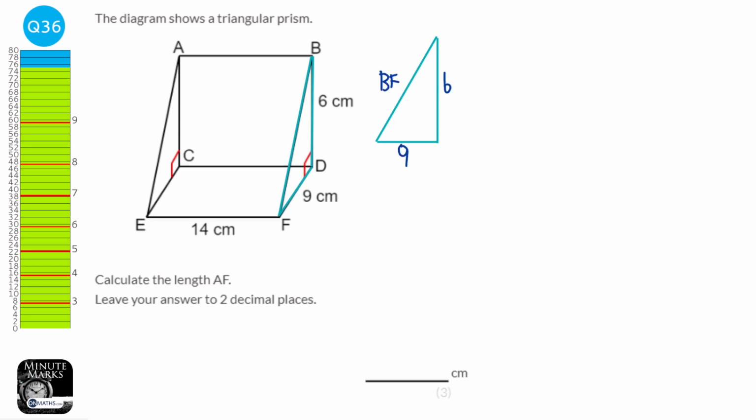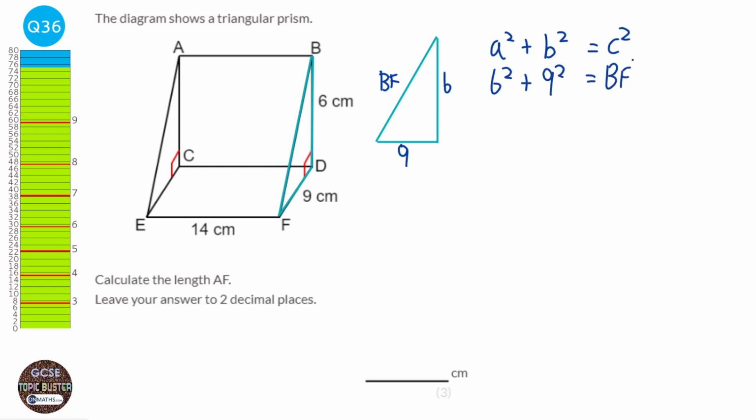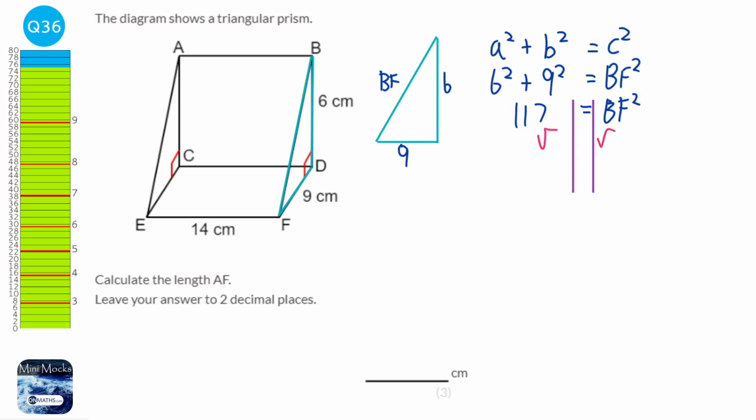So we're going to use Pythagoras, so it will be sort of a squared plus b squared equals c squared, so it would be 6 squared plus 9 squared equals BF squared. 6 squared plus 9 squared is 117. And then we just get our solving bit in, just to square root both sides. And I can leave this as square root 117 for now.